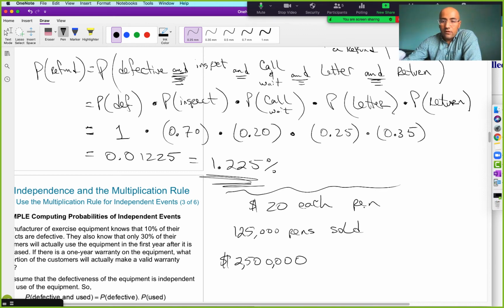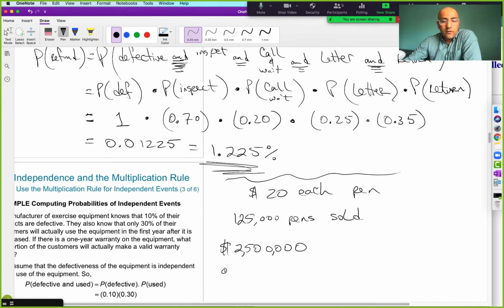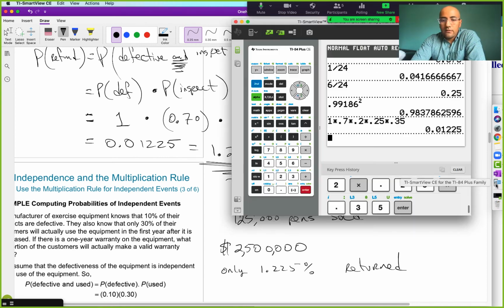Now, again, they're all junk, so I'm expecting that there will be a refund process, but I'm expecting that only 1.225% returned. Good. So if we multiply those two, let's go back to our calculator.